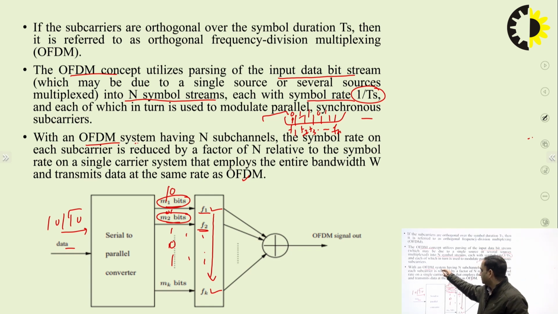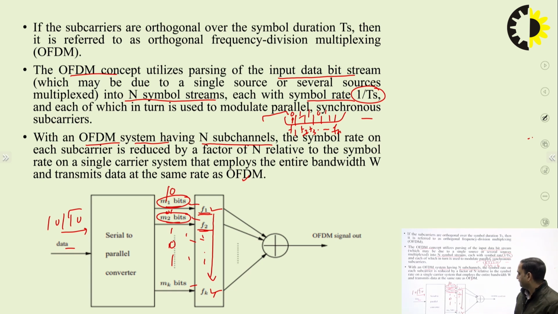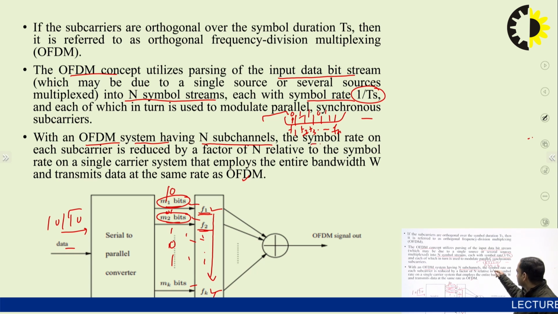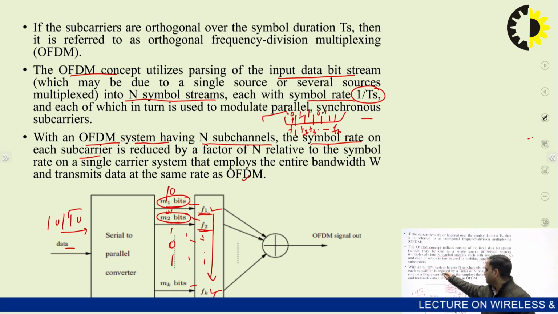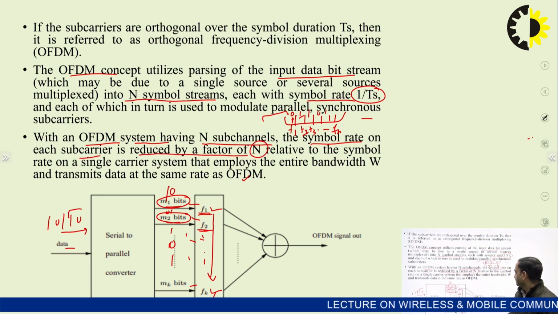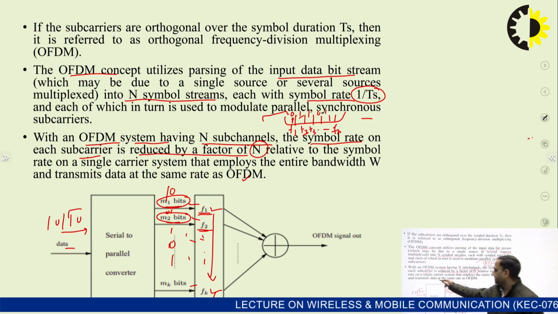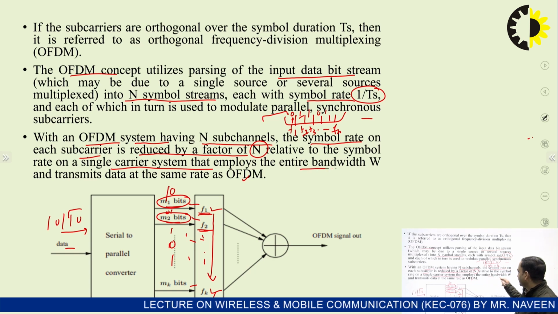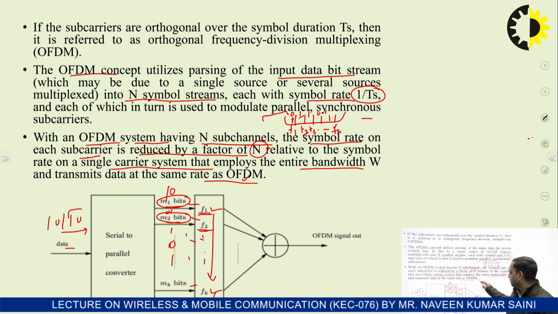With an OFDM system having M subcarrier channels, this is frequency F1 for the first channel, F2 for the second channel, F3 for the next channel and so on, up to Fk for the kth channel, right? So if we have N subcarriers, N channels can be utilized; if we have k subcarriers, k channels can be utilized. The symbol rate on each subcarrier is reduced by a factor of 1 upon N, relative to a single carrier system that employs the entire bandwidth W and transmits data at the same rate as the OFDM.